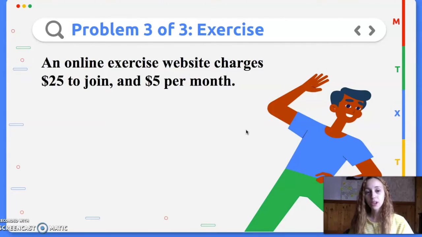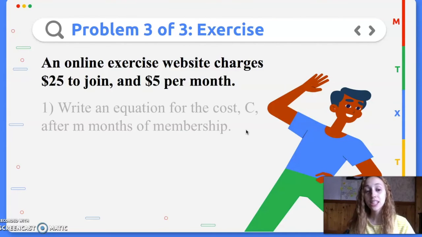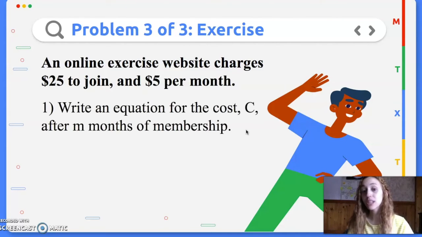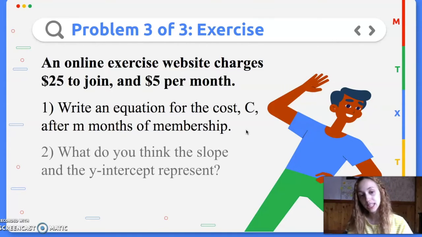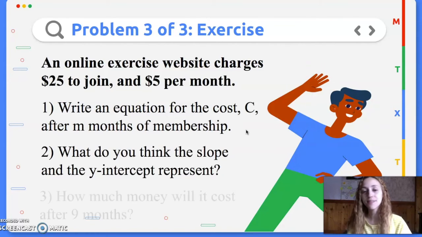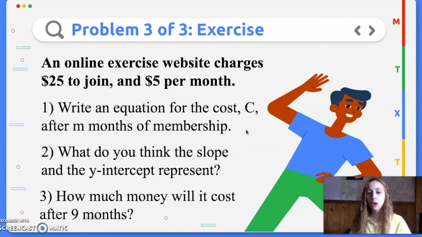In this problem, we are talking about exercise. An online exercise website during COVID-19 is charging $25 to join and $5 per month. It's the closest thing to going to the gym if you want to work out. We need to do 3 things. Number 1, we need to write an equation for the cost C after M months of membership. We need to explain the slope and the y-intercept, that's number 2. And number 3, we need to figure out how much money it will cost after 9 months.